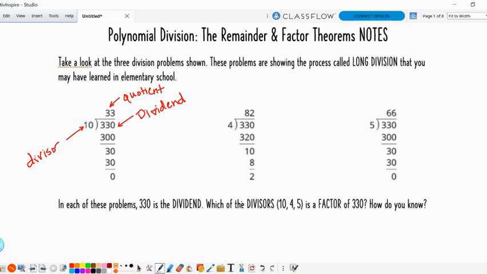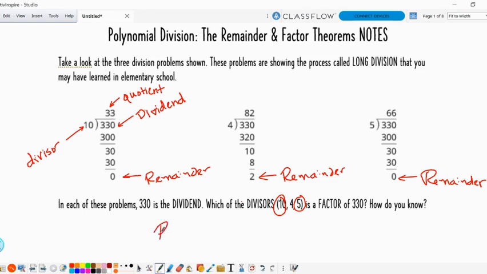But our question is, in each of these problems, which of the divisors is actually a factor of 330? And our answer to that question is that 10 and 5 are factors. And we know that because when we divide, we have nothing left over. It goes in evenly. So our remainder in each of those cases where we have a factor is 0. We know those are factors because the remainder is 0. It divides in evenly.